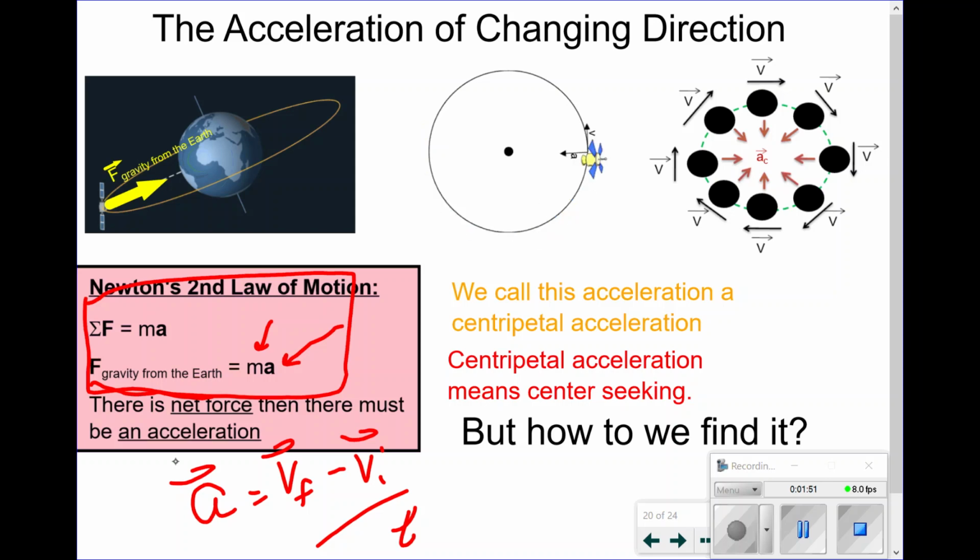But we don't have that really here. We need some other equation. So again, we're dealing with centripetal acceleration. Centripetal acceleration means center seeking. It is always perpendicular to the velocity, so it doesn't affect the magnitude of the speed. This makes it very difficult to find.